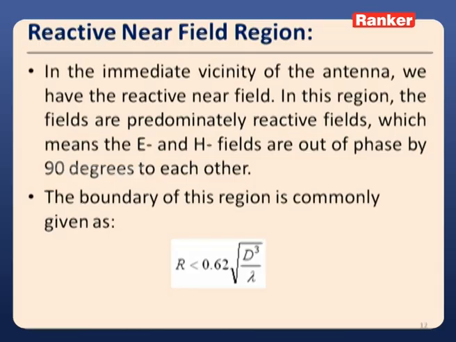And the field is proportional to 1 by r square, and the field is proportional to 1 by r cube. As the distance is slightly varied, the field varies abruptly. Now which region will be considered as the reactive near field? For that, the boundary of this region is r less than 0.62 square root of d cube by lambda. So the distance which is less than this particular value is always said to be the reactive near field. In that reactive near field, as I said, there is no calculation we are supposed to consider.